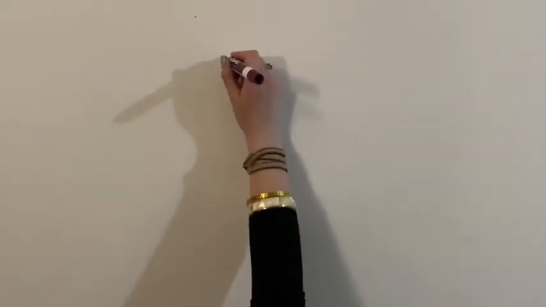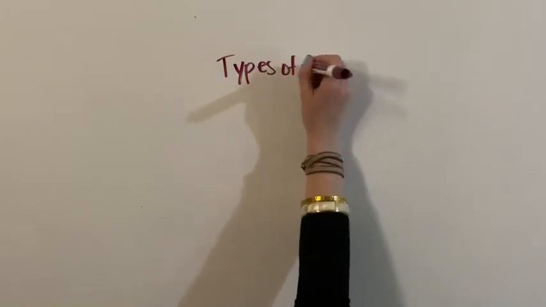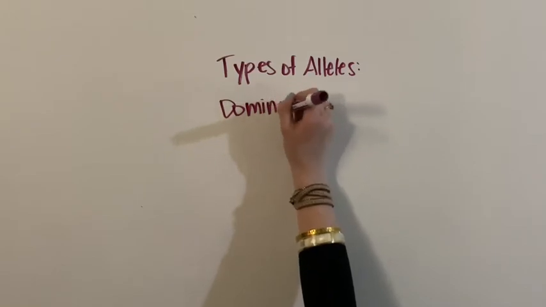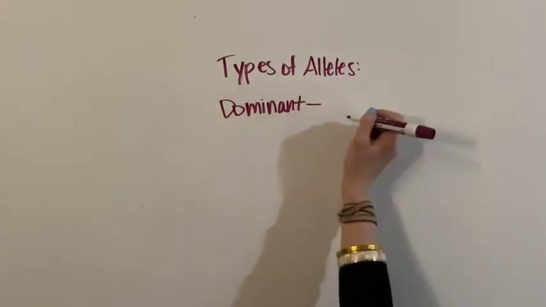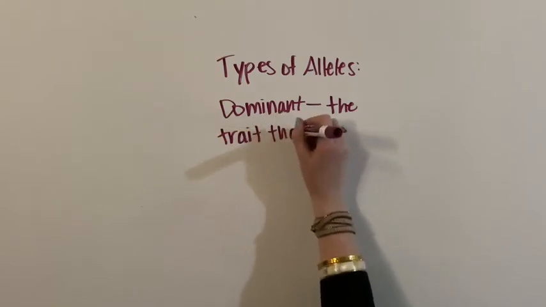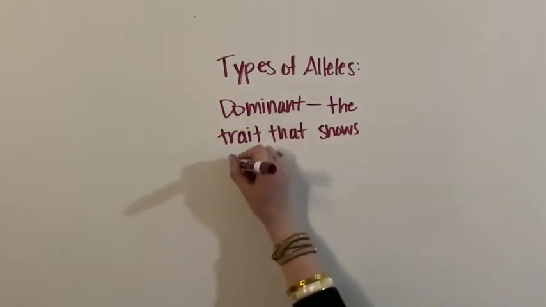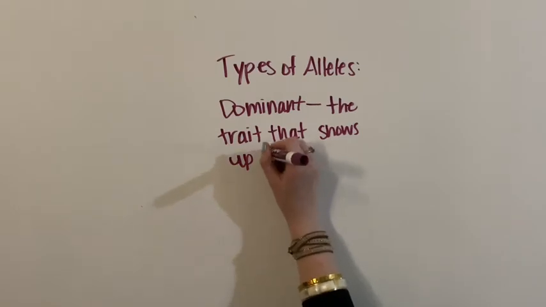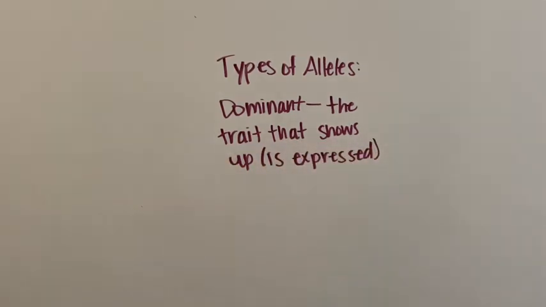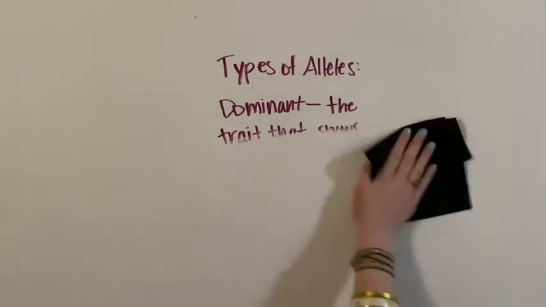We need to know the two different types of alleles, which we also learned about already, and those are dominant and recessive. Dominant alleles are the traits that show up. So if you have a parent with brown eyes and a parent with blue eyes, and their baby has brown eyes, that is the dominant gene, the gene that is expressed.